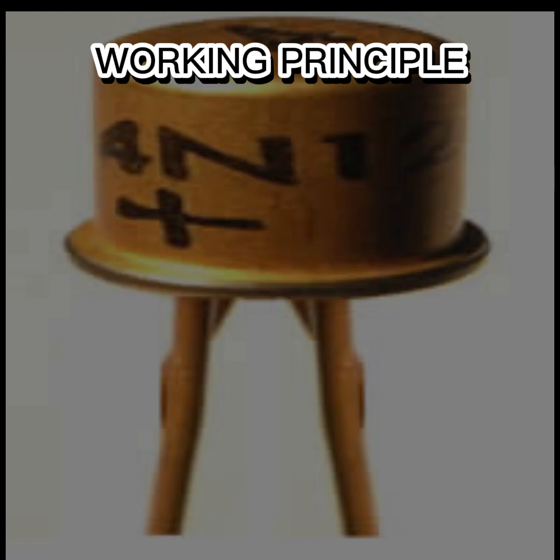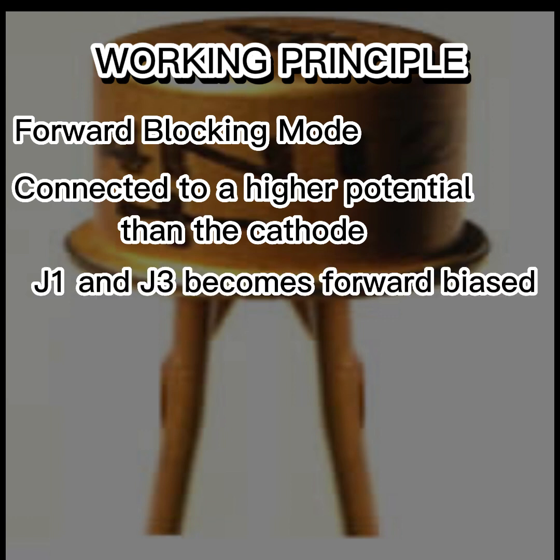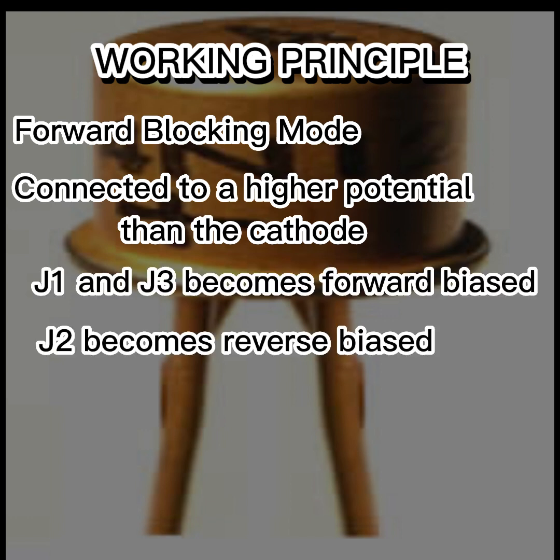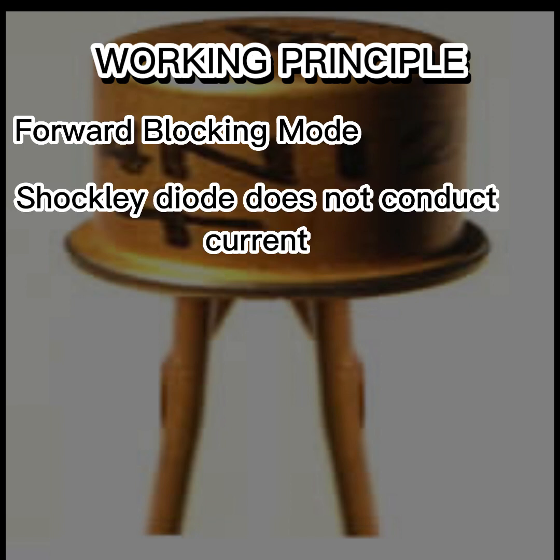In forward bias, the anode of the Shockley diode is connected to a higher potential than the cathode. As there are three junctions J1, J2, and J3, with the application of forward bias voltage, the junctions J1 and J3 become forward biased, but the junction J2 becomes reverse biased. Due to this reverse biased junction J2, the Shockley diode does not conduct current and the applied voltage appears across the diode as if it's blocking the current flow.